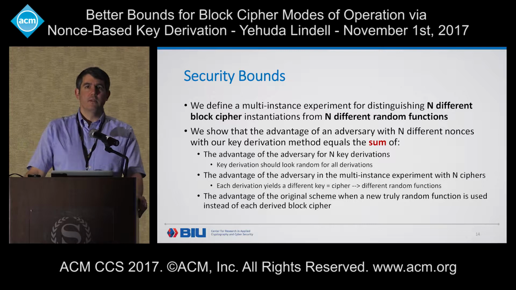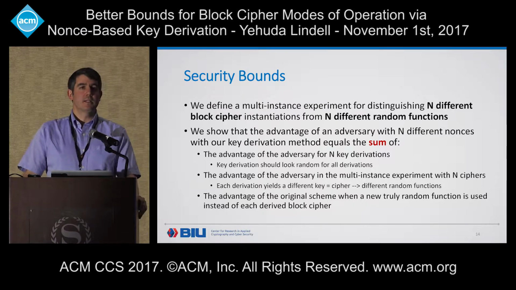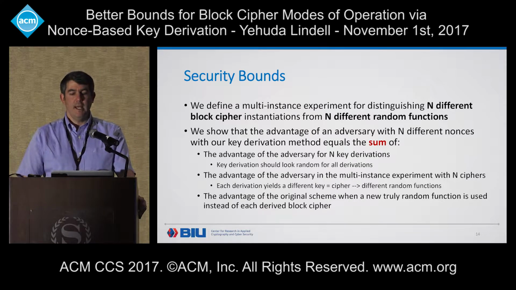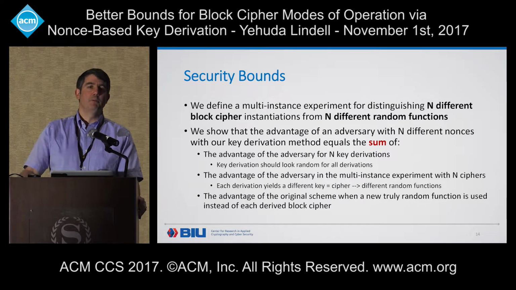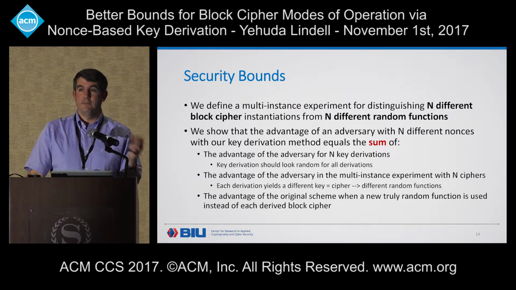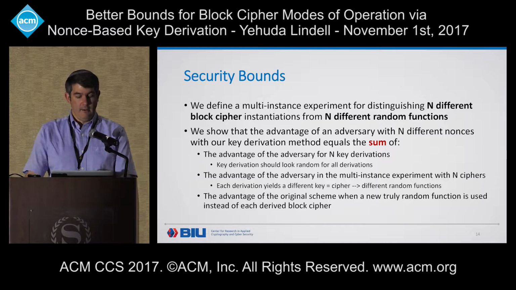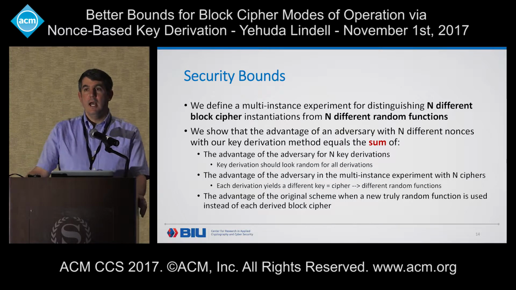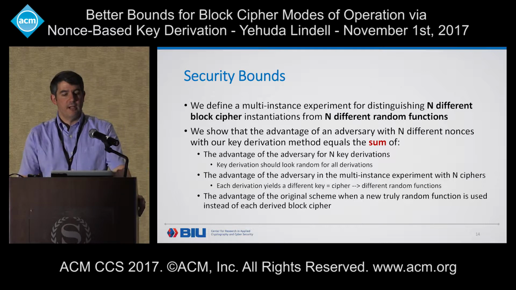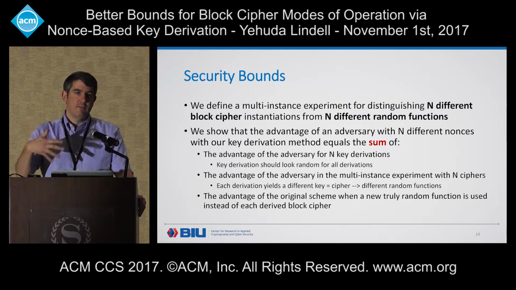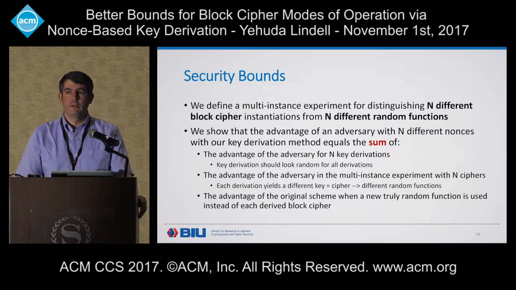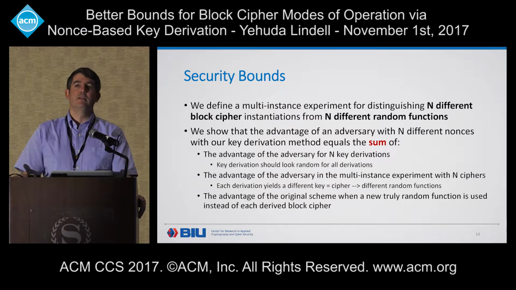So in order to prove this, we look at a multi-instance experiment for AES, and we ask if you have n different block ciphers, and we want to compare that to n different random functions, and we have an assumption about how AES performs, which is a standard AES assumption on how AES performs in such a multi-instance case. And then we prove that our key derivation function and our key derivation method for deriving a new key per nonce gives an advantage which is the sum of 3 advantages.